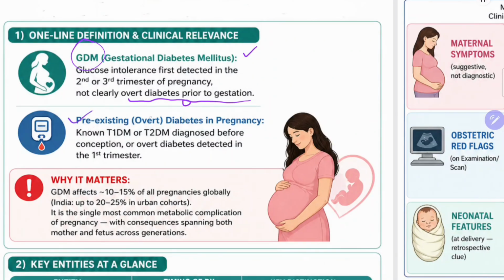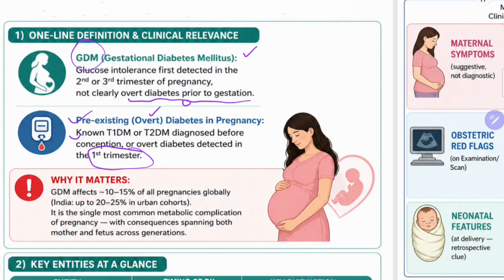Previous existing diabetes, overt meaning symptomatic diabetes in pregnancy, is known type 1 or type 2 diabetes mellitus diagnosed before conception, or overt diabetes which is detected in the first trimester. Remember, if a pregnant woman is detected to have hyperglycemia in the first trimester, then it is not considered as GDM, but rather it is considered as overt diabetes.